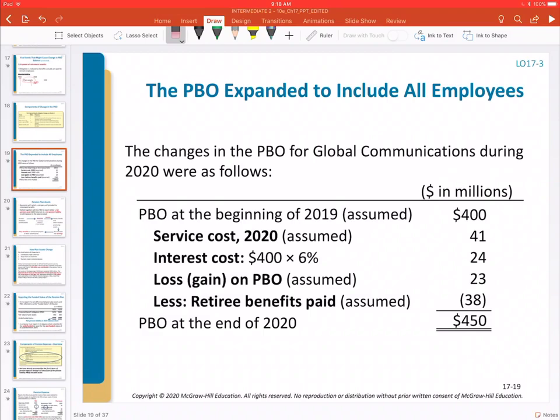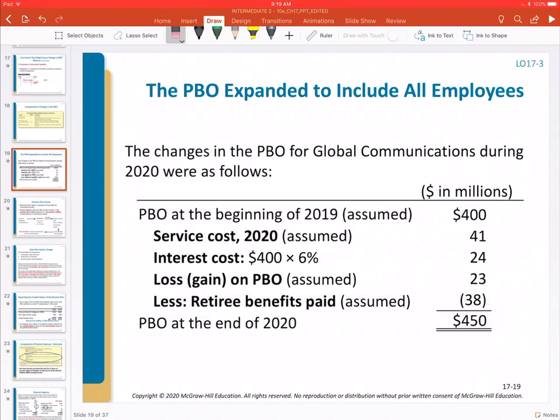So in the homework and on an exam, you're going to see a question like this that says, okay, given all of this information, make the journal entry for the defined benefit plan for 2020. And so you would be able to take each of these individual items, service cost, interest cost. In this case, we had a loss and we had retirement benefits paid out to the employees.